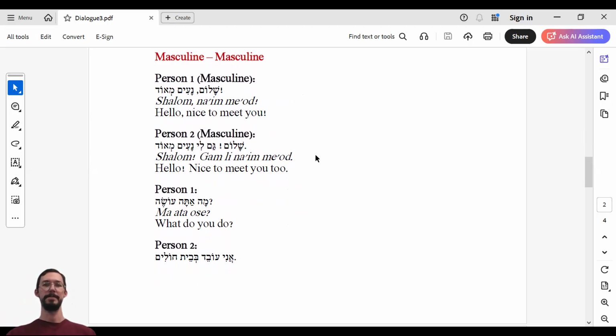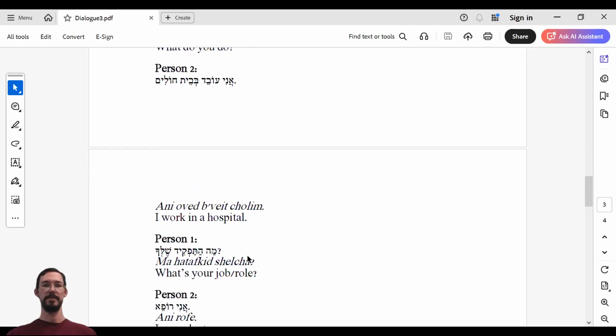אוקיי. שלום, נעים מאוד. שלום, גם לי נעים מאוד. מה אתה עושה? אני עובד בבית חולים.